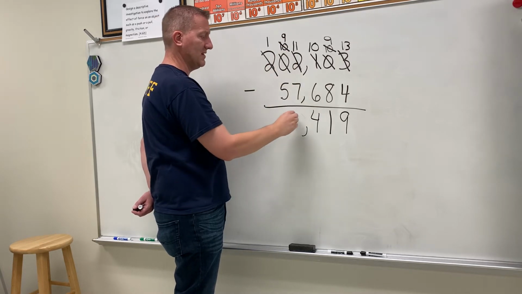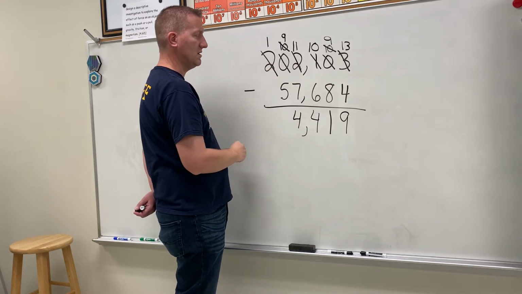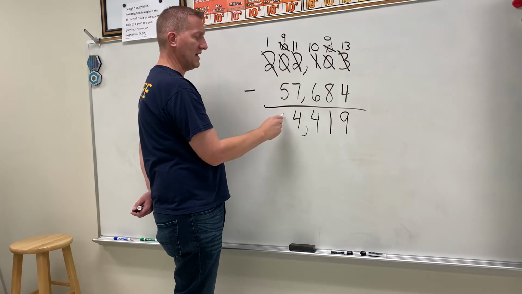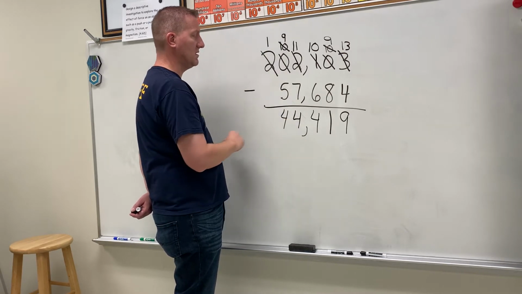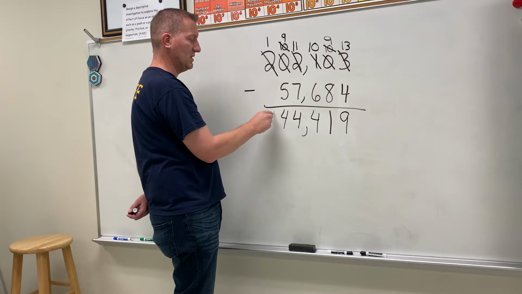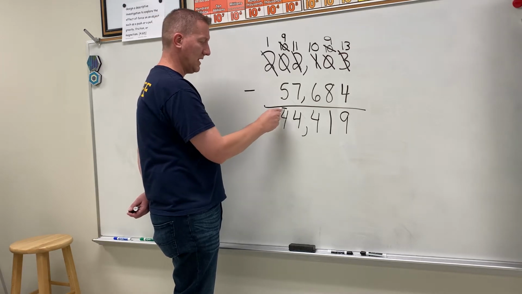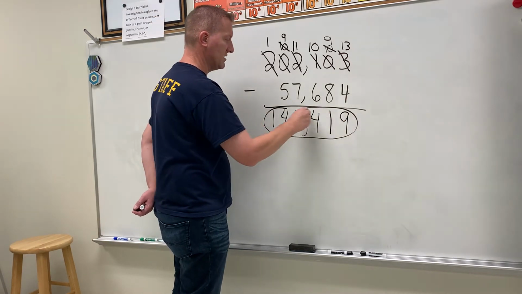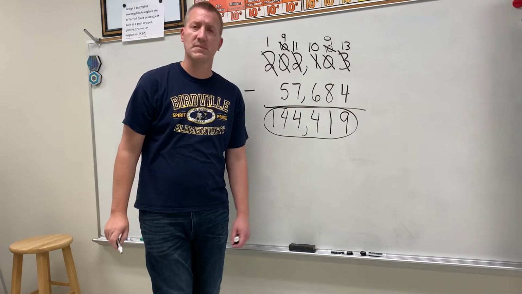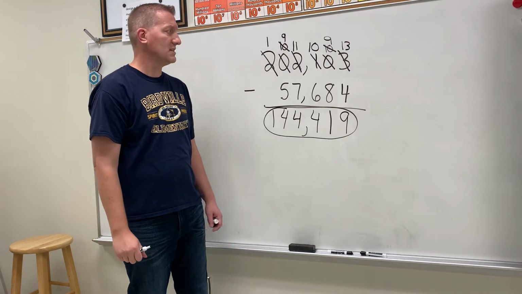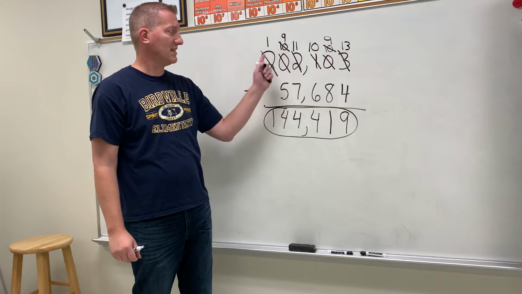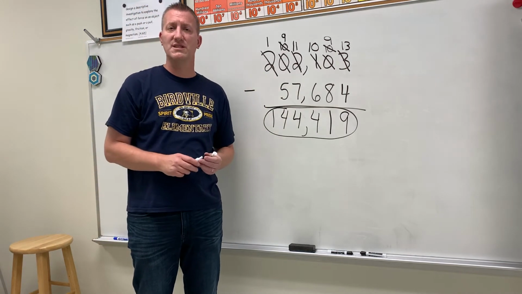11 minus 7 is 4. 9 minus 5 is 4. 1 minus 0 is 1. And this would be your answer. Okay? So that's the little trick about subtracting across 0.